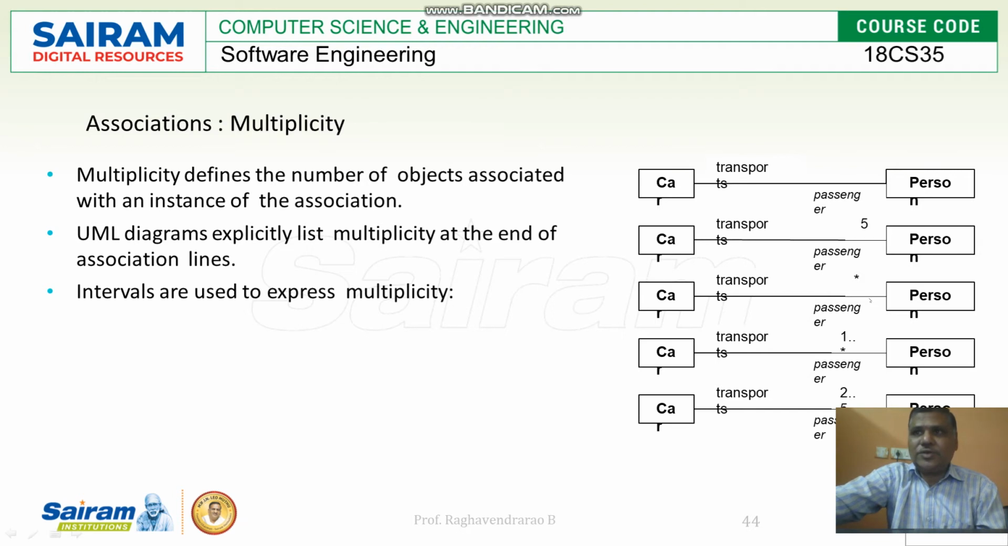Here it is 0 or more, a star is there here. And here 1 or more passengers. Then 2 to 5, 2 to 5 passengers are going to be present. So you are going to specify here exactly how many passengers the car is going to carry.